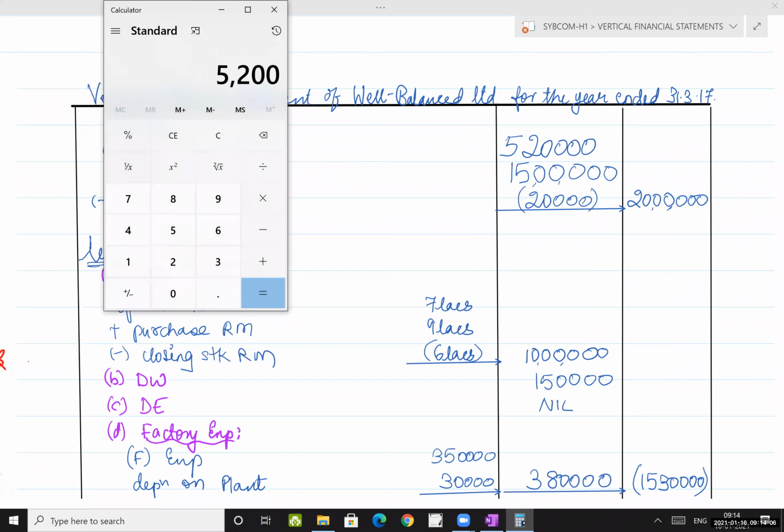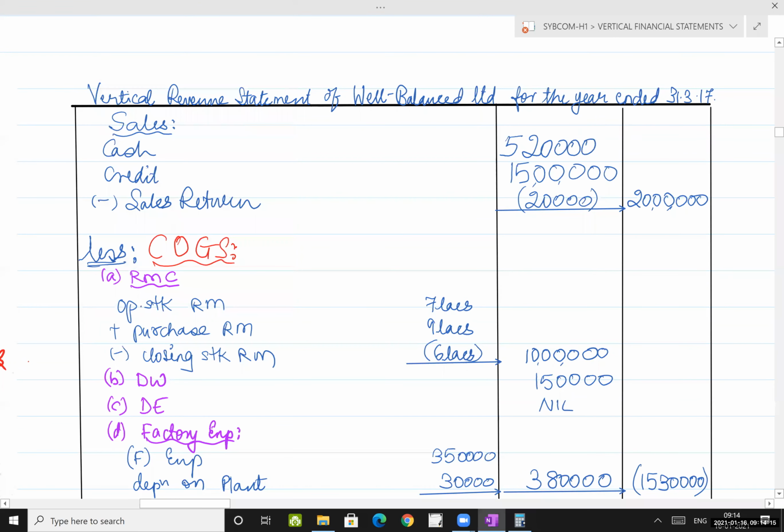Okay, so 5 lakh 20 plus 15 lakhs minus 20,000 is how much? 20 lakhs. So ये जो 20 lakhs है इसको हम सेल्स बोलते हैं, नेट सेल्स. ठीक है, डोंट फॉरगेट ऑल दिस. नेक्स्ट चैप्टर में काम आएगा ये सब लॉजिक. Next, less COGS, cost of goods sold.